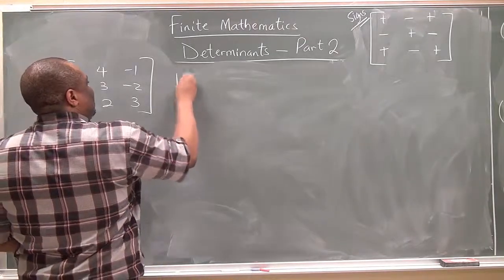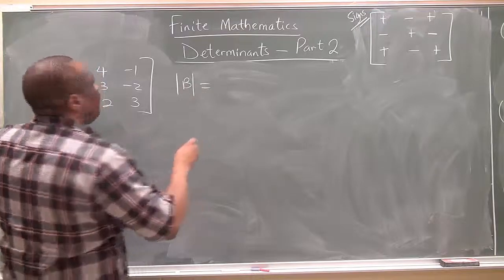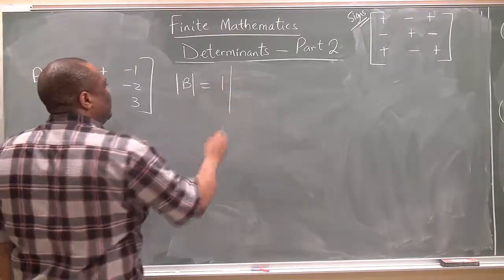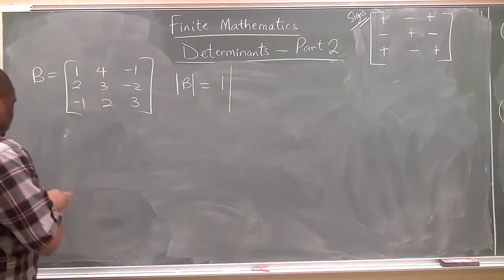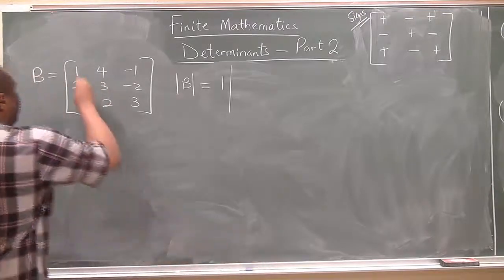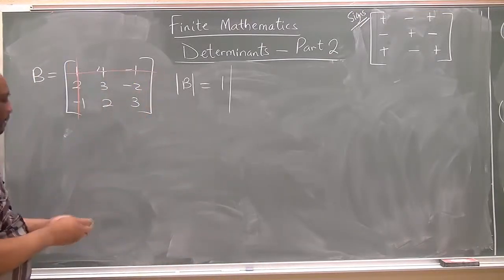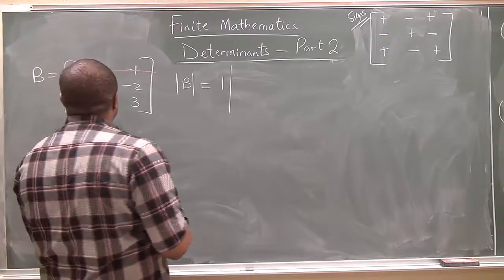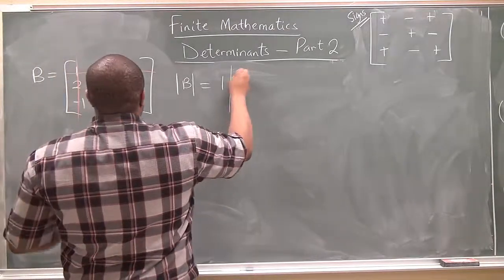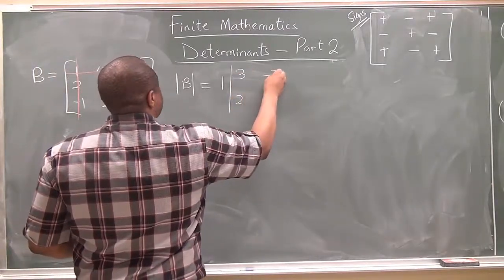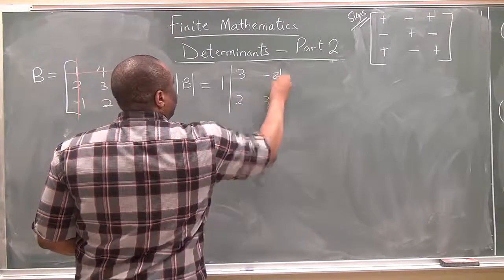The determinant B will be plus 1. I know it's 1 here. Determinant. Okay? Just come here. Bam, bam. So what do I have here? I have a 3, 2, negative 2, 3.